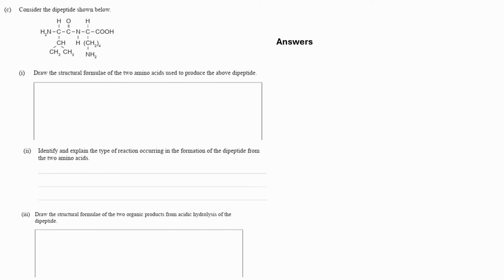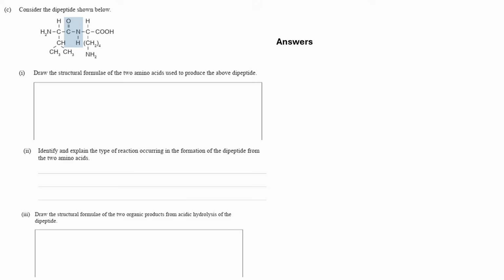So remember that's two amino acids joined together by an amide or a peptide bond. We need to draw the structural formula of two amino acids used to produce it. So in our cells, in our body, we would produce this dipeptide. What are the two amino acids that would do it? We have to recognize that here is the peptide bond or the amide bond.